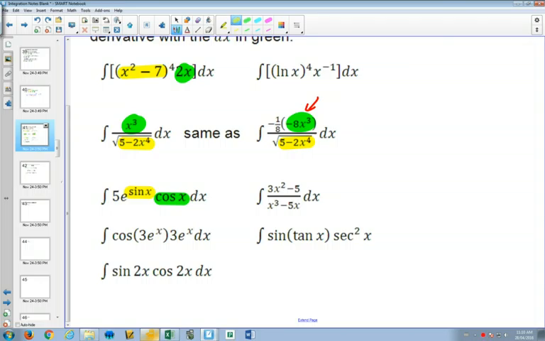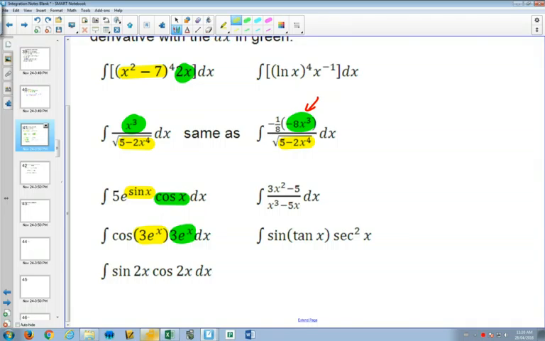For the 3e to the x times cos 3e to the x, well, the derivative of e to the x stays the same, but that's the one that's inside of another function. And its derivative, which is 3e to the x, is right there outside of the function. So again, we're not only looking for which function is inside of another function, but also what's the derivative.